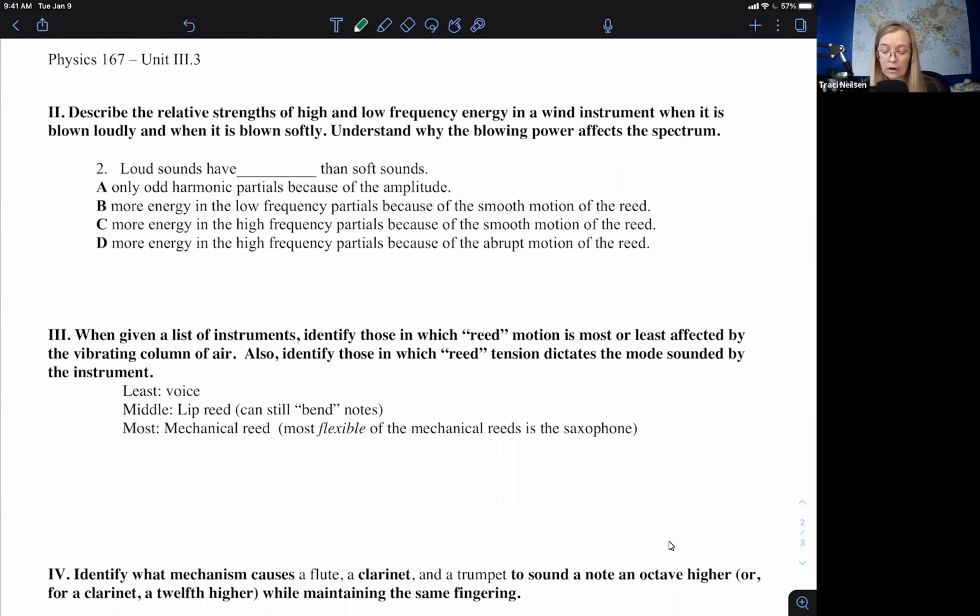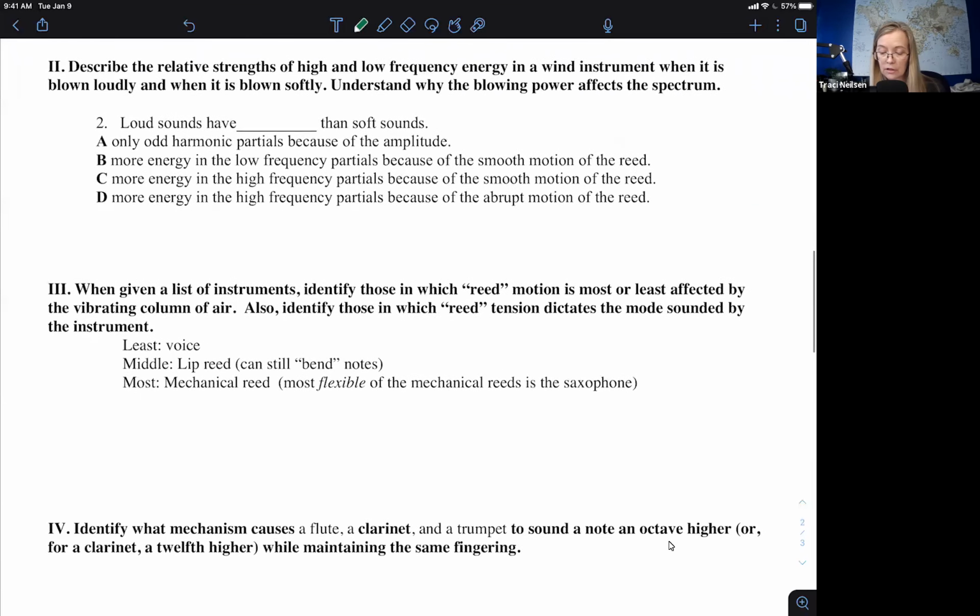Okay, so number 2, describe the relative strengths of high and low frequency energy in a wind instrument when it is blown loudly and when it is blown softly. Okay, so the answer is D.